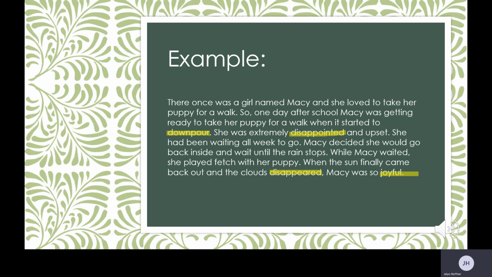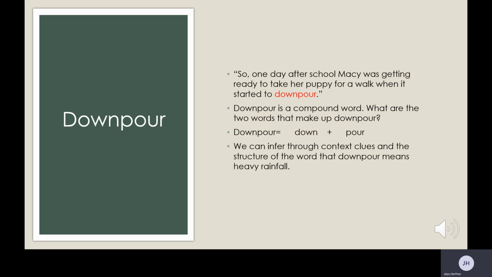Macy decided she would go back inside and wait until the rain stops. While Macy waited, she played fetch with her puppy. When the sun finally came back out and the clouds disappeared, Macy was so joyful. So the first one we'll look at, we're just going to look at two for the sake of time, but the first one is downpour.